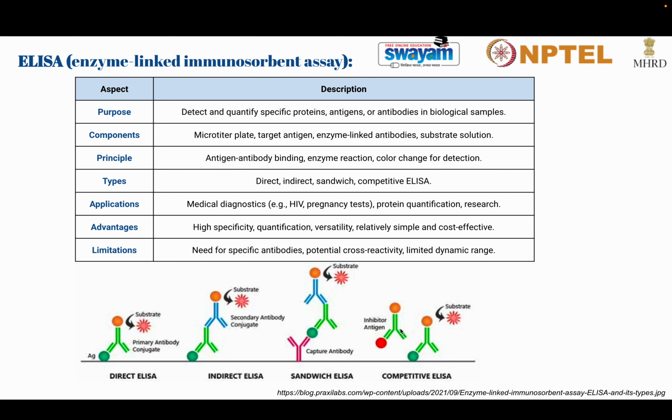Then there could be an inhibitor antigen present. So there will be competition between them, which is known as competitive ELISA. Similarly, we will be observing a color change, with which you can identify what fraction of your sample contains the antibodies or antigens and how much is binding.